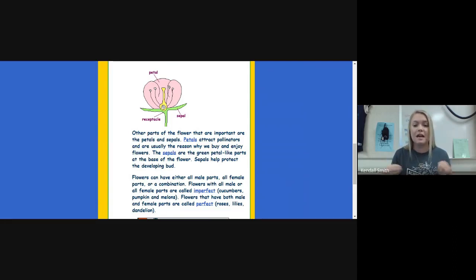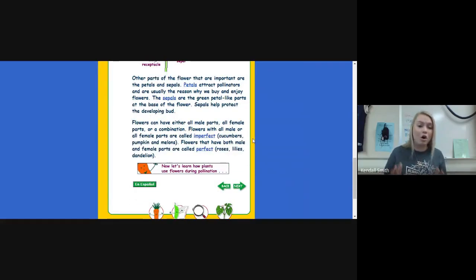So the sepals help protect the developing bud. So before the flower blooms, you can see the sepals, they cover the flower before it blooms and they help protect it. So flowers can have either all male parts or all female parts or a combination. Flowers with all male or all female parts are called imperfect flowers. So they only have one or the other.